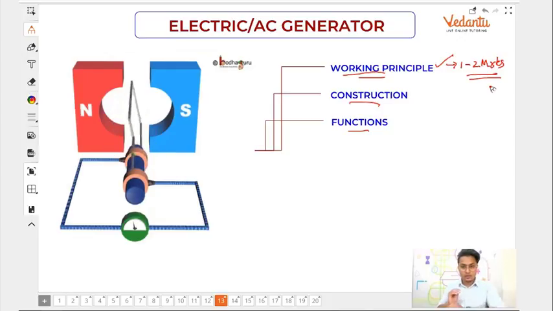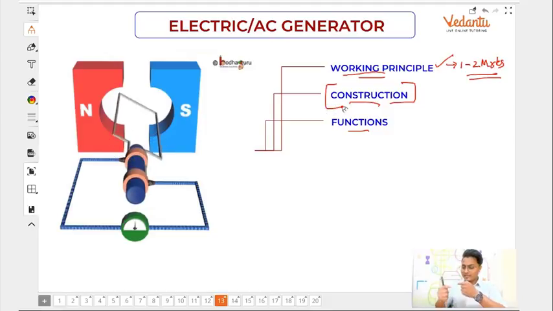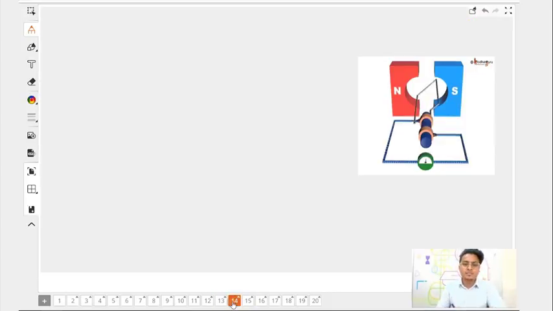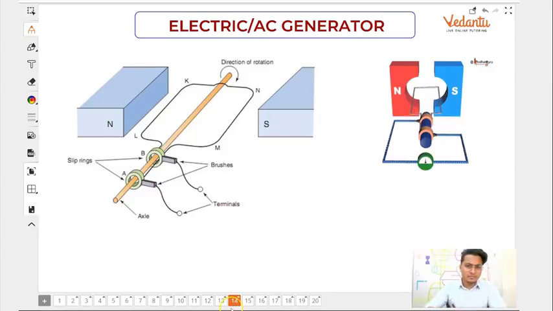Got my point? Let's move on to construction now. I hope all of you understood the working principle. I'll repeat it again. An AC generator converts mechanical energy into electrical energy. Moving on to the construction, very simple part. Construction is very simple. Same parts as DC motor, not one thing which is different, I'll tell you that. But the rest of the construction is exactly similar to DC motor.